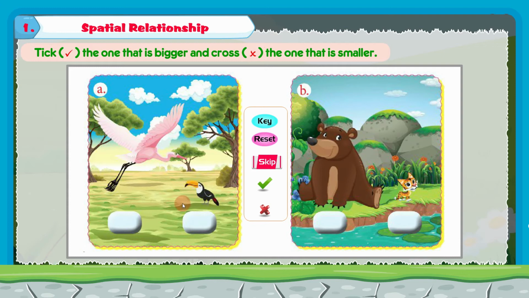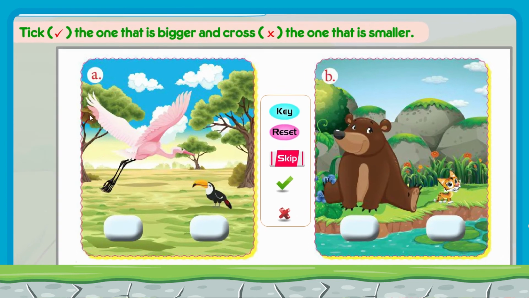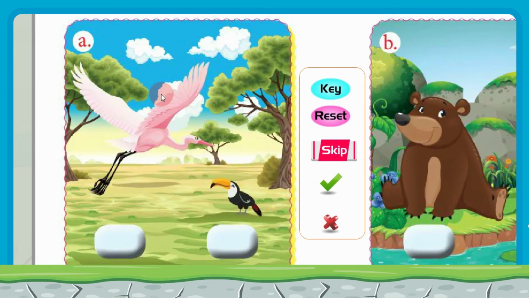Here we have two pictures, A and B. In picture A we can see this is a crane bird here. This seems like a woodpecker, and we have to tick the one which is big and cross the one which is small. So in this picture this bird is big, so we will put a tick mark here in this box. This bird is small, so we will put a cross mark.